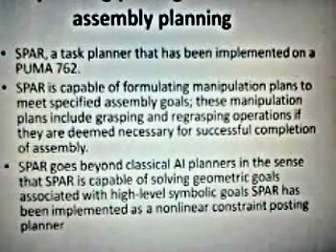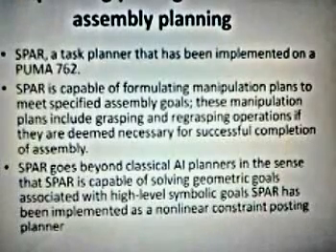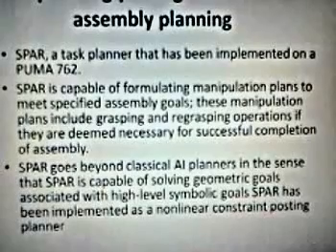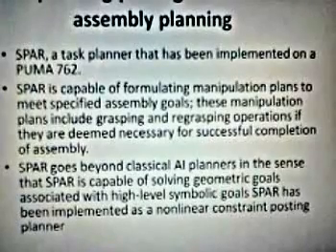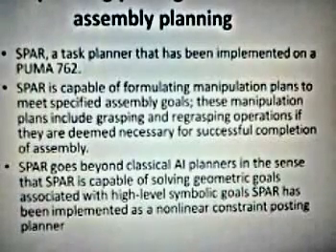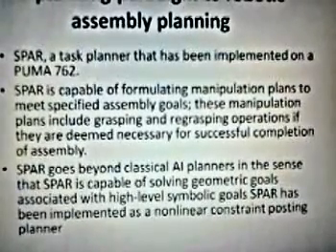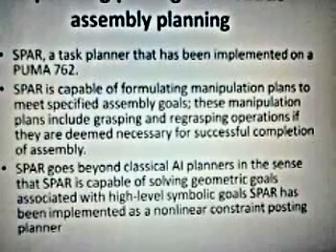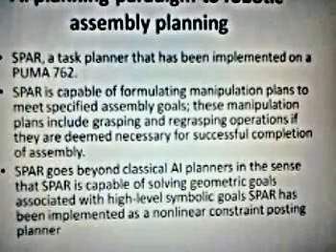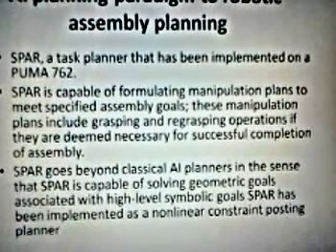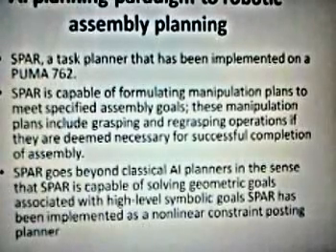Thereafter, an AI planning paradigm to robotic assembly planning. SPARTA was a task planner that was implemented on the PUMA 762. SPARTA is capable of formulating many manipulation plans to meet specified assembly goals. These manipulation plans include grasping and regrasping operations if they are deemed necessary for successful completion of assembly. SPARTA goes beyond AI planners in the sense that it is capable of solving geometric goals associated with high-level symbolic goals, and it was implemented as a non-linear constraint posting planner.